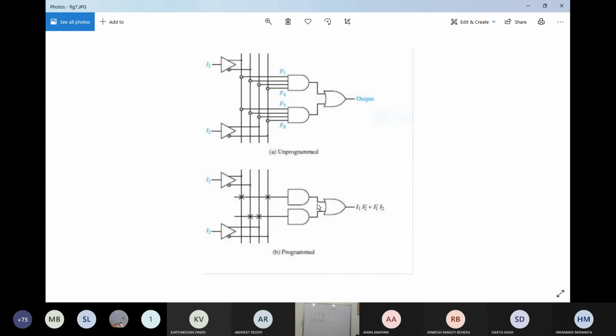Now, did you understand the programmed and unprogrammed differences between these two? These two are not at all connected. Please try to understand. These two are not at all connected. They are not connected. These are separate ones. Are you able to recognize the difference between these two? These are different, this is different. Did you understand the programmed one?